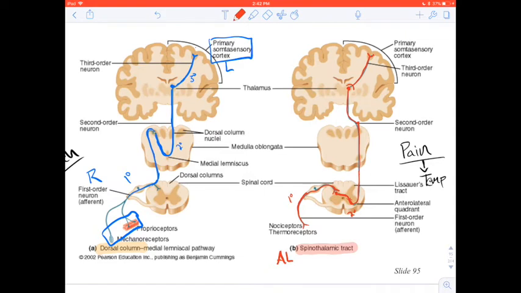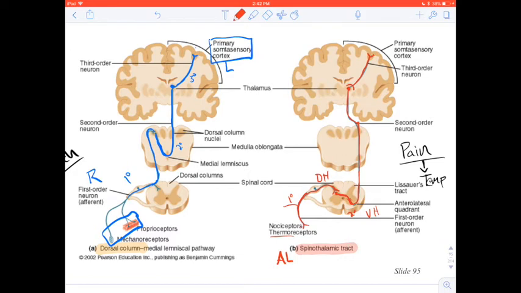So let's go back over that. First order begins out here peripherally, the nociceptors or thermoreceptors, and enters into the dorsal horn, crosses over to the contralateral, and contra means other side, so contralateral ventral horn, and that second order then goes up to the thalamus. So it ends in the thalamus. Then the third order is going to begin in the thalamus and end in the somatosensory cortex.